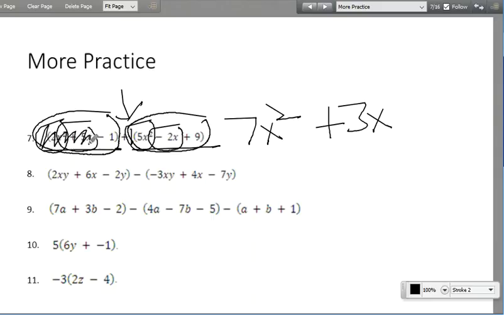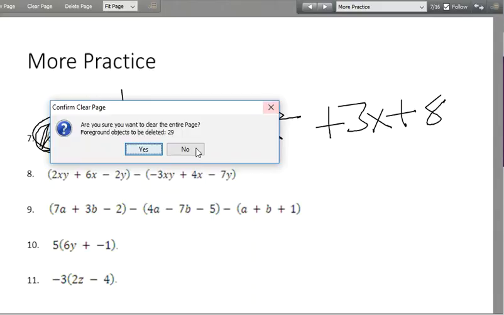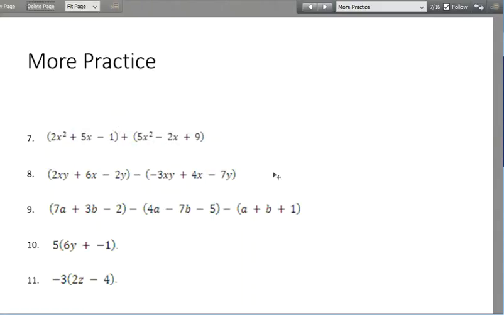Okay, so we've taken care of these. We've taken care of these. And now we have a negative 1 plus 9. Because there's a minus sign in front of the 1, it actually makes it negative. Negative 1 plus 9 is 8. Okay? So let's go ahead and do the next example. I'm going to clear this page off again so it doesn't look too messy.